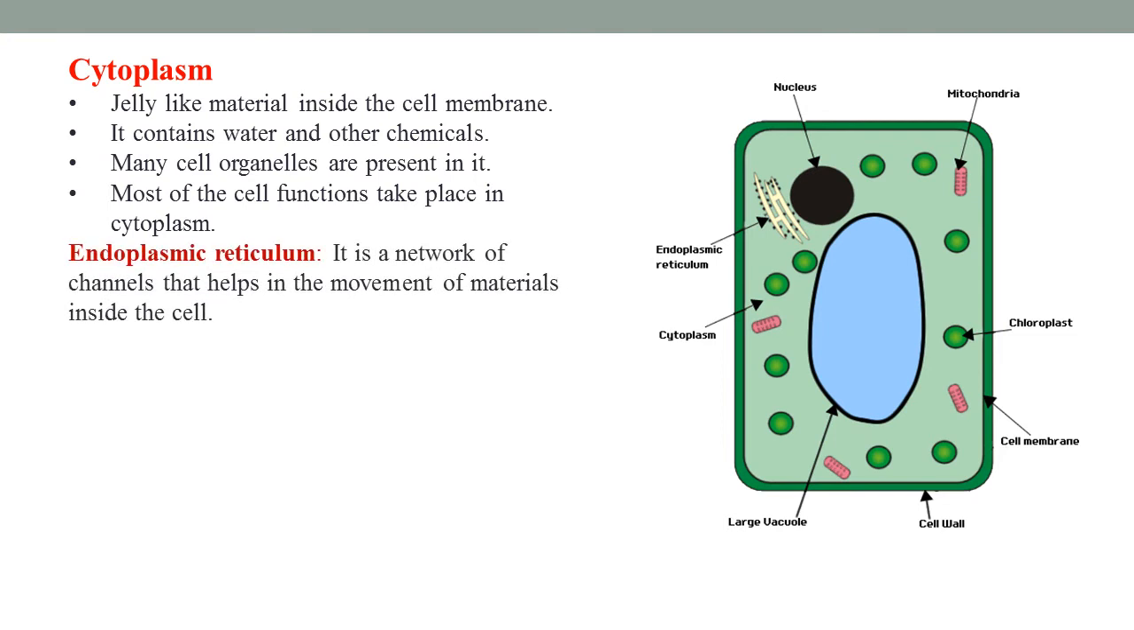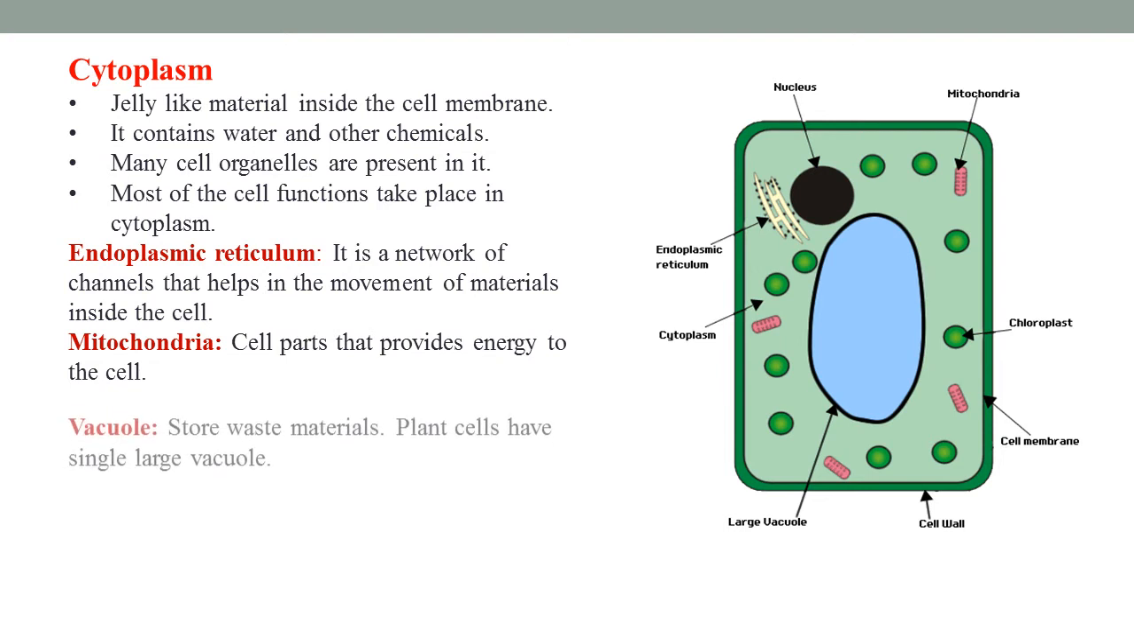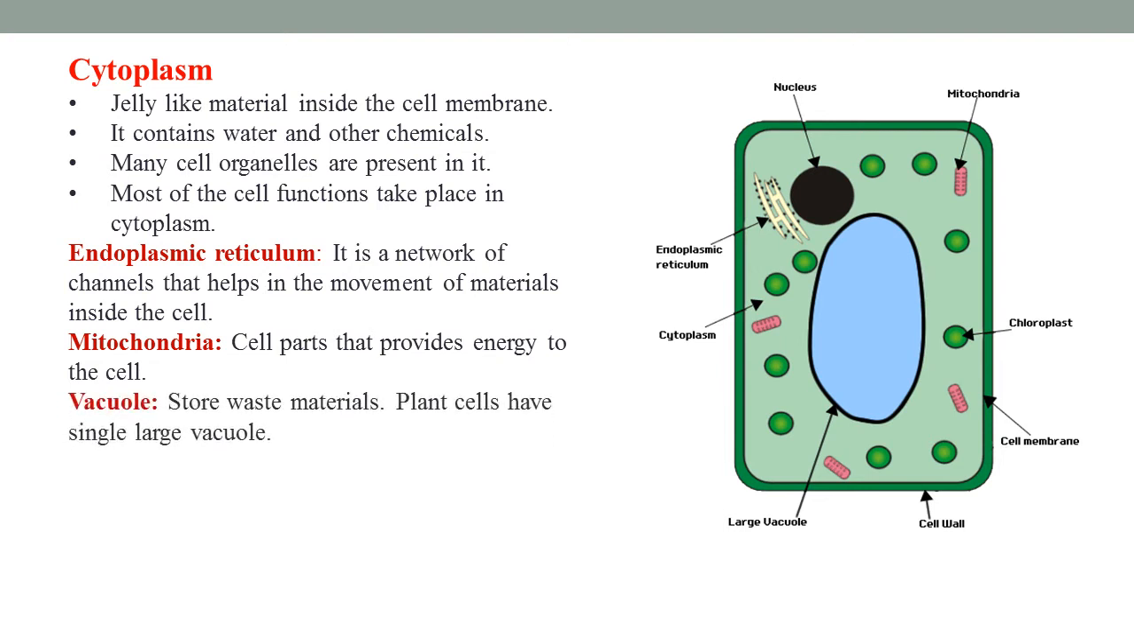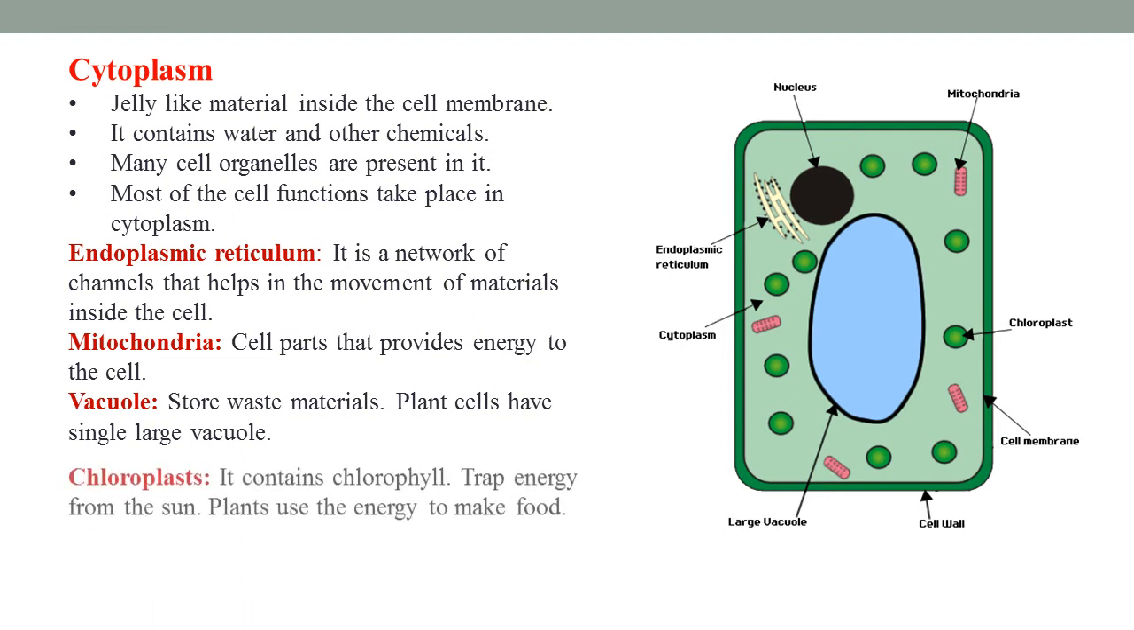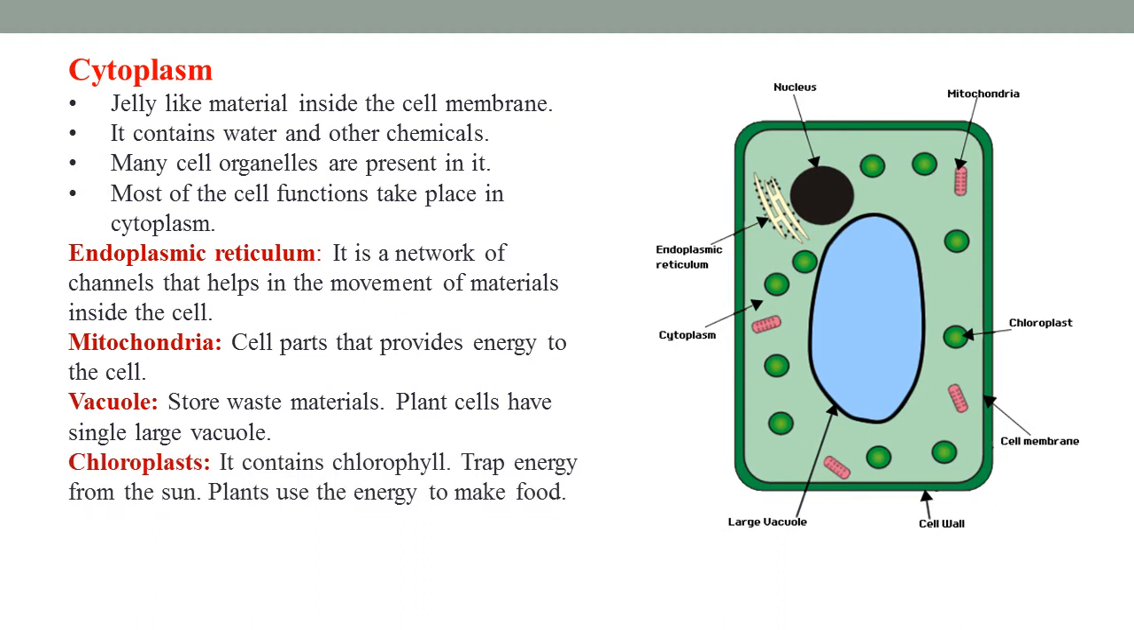Now endoplasmic reticulum, that is an organelle present in the cytoplasm. It is a network of channels that helps in the movement of materials inside the cell. Then mitochondria, that is an energy providing part of a cell. Then vacuole. Vacuoles store waste materials. Students, plant cells have a large single vacuole that is present in the middle of the cell. Then chloroplast. Chloroplast contains chlorophyll that traps energy from the sun. Plants use this energy to make food during the process of photosynthesis.